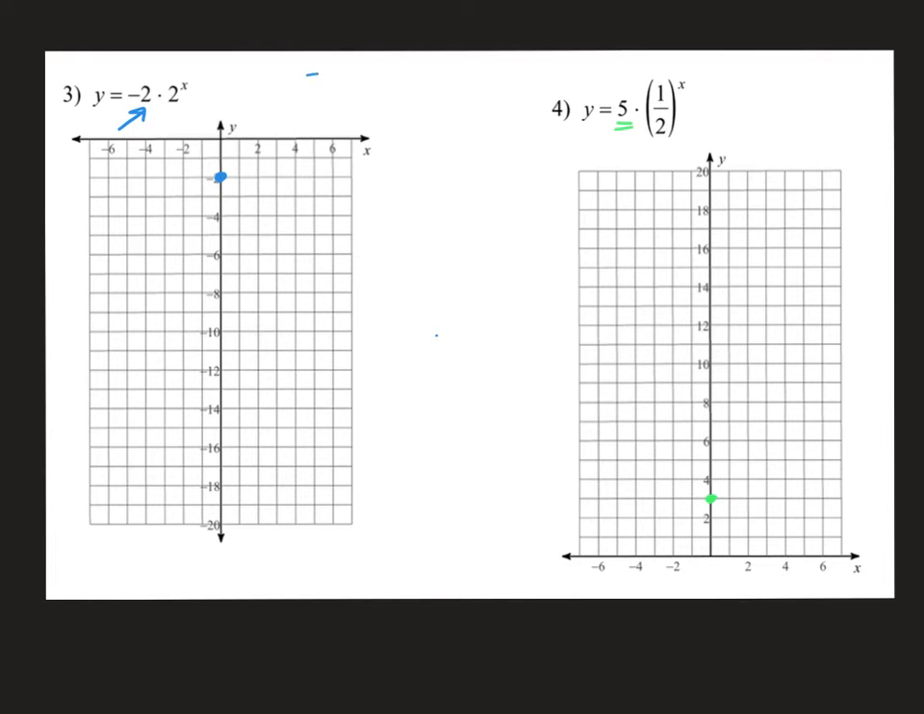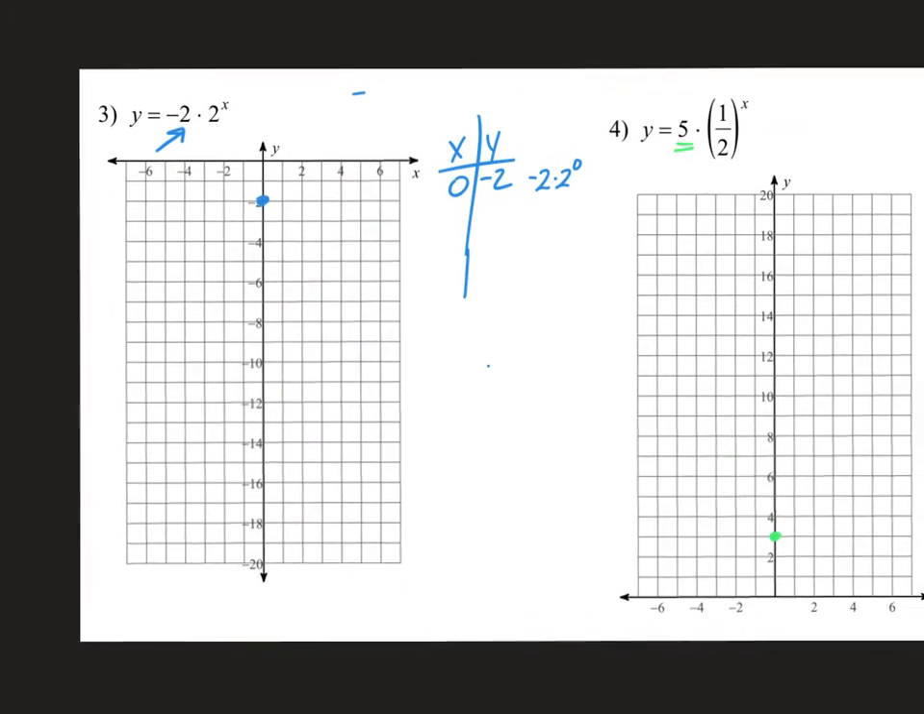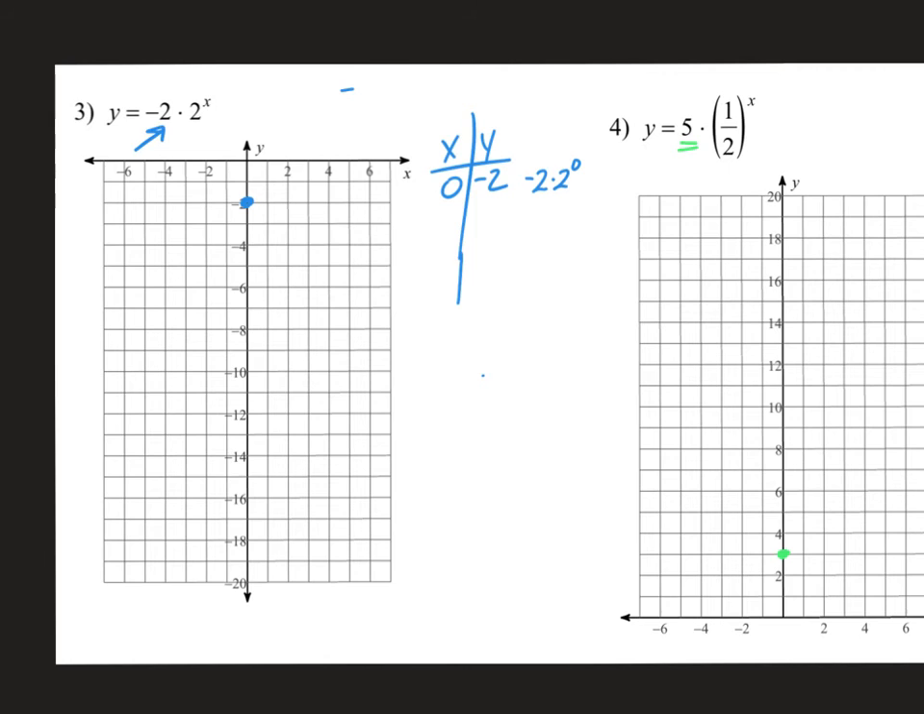Now we can continue to create tables. Here's our x and y. X equal to 0, we can see what comes out of that. When I plug in 0 here, it ends up being negative 2 times 2 to the 0 power. So essentially negative 2 times 1, so that's negative 2, which we already knew. We can plug in the value 1. This would be negative 2 times 2 to the 1 power. So this is going to be negative 4.